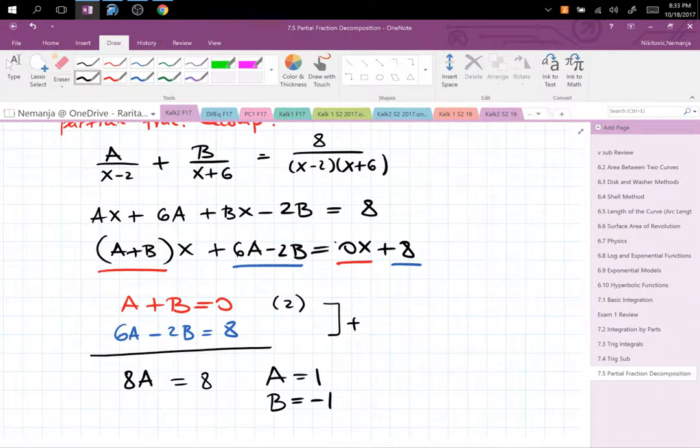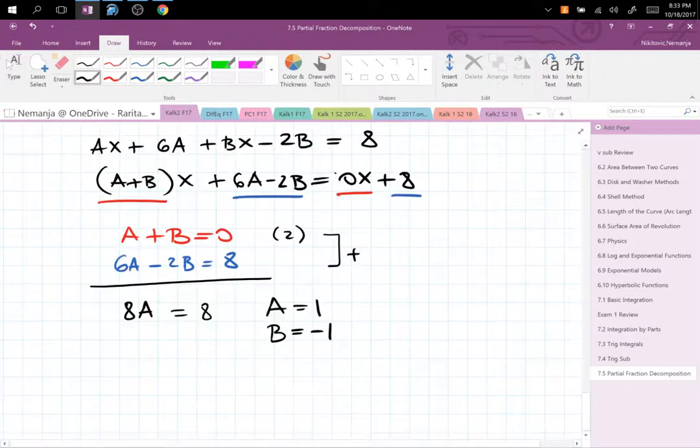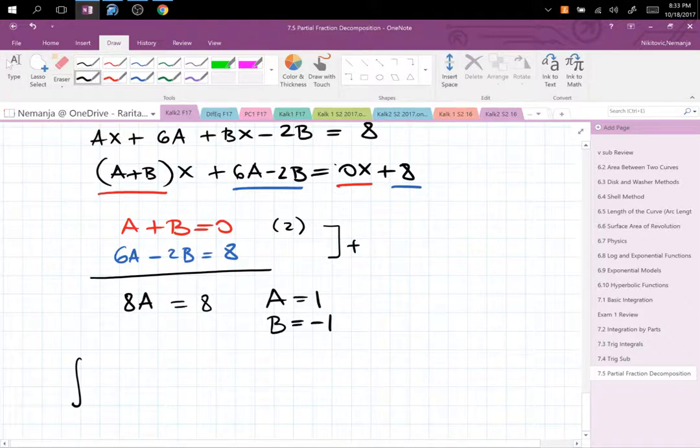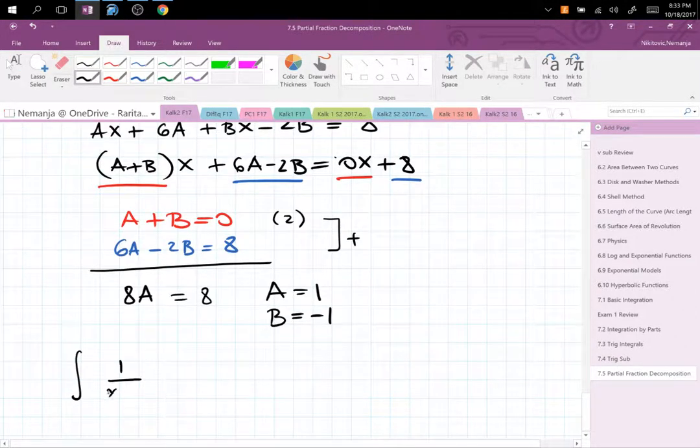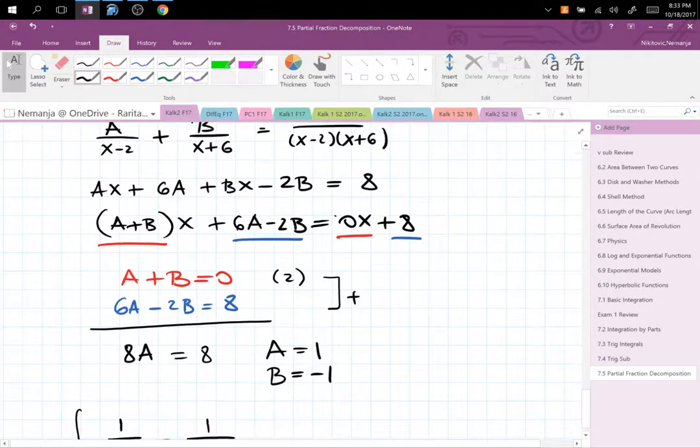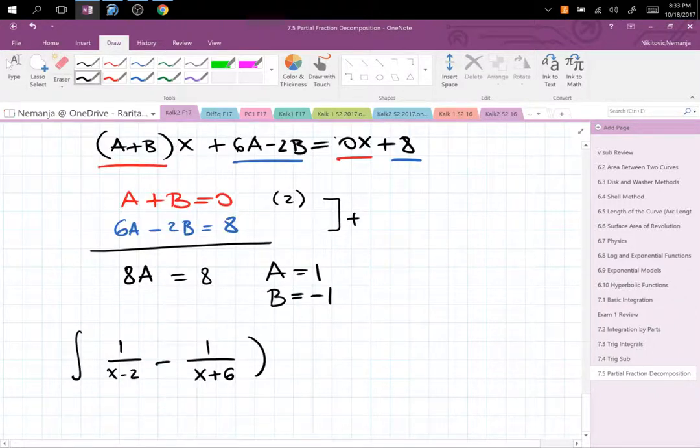So what you currently see is the partial fraction decomposition piece, which is necessary for us to get a and b, and now we can finally work on the integral. Integral a is 1 divided by x minus 2 minus 1 over x plus 6. This needs to be in parentheses because it needs to be multiplied by dx.